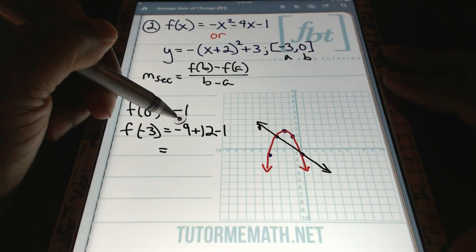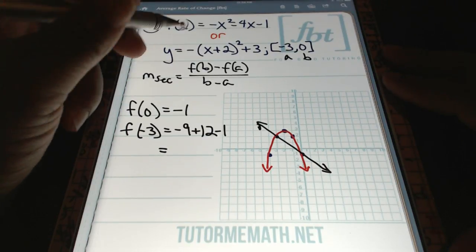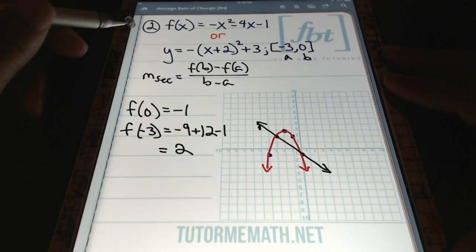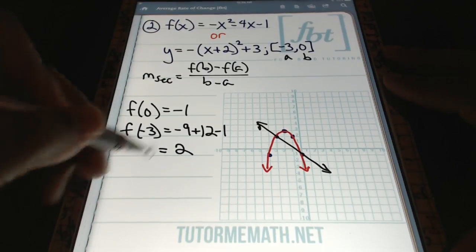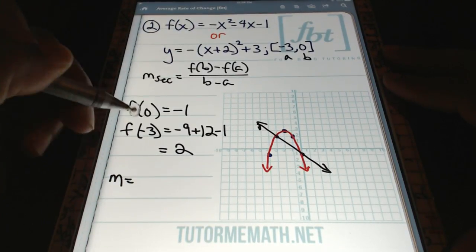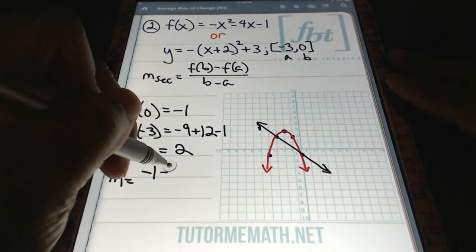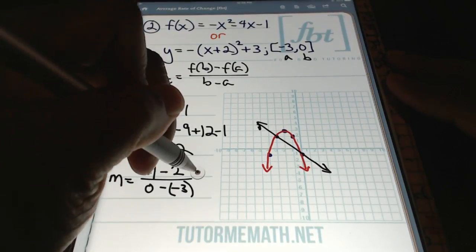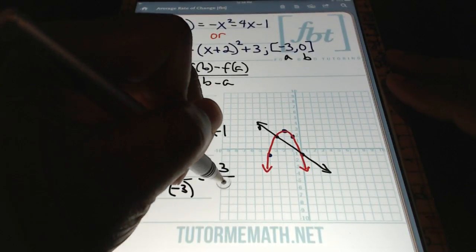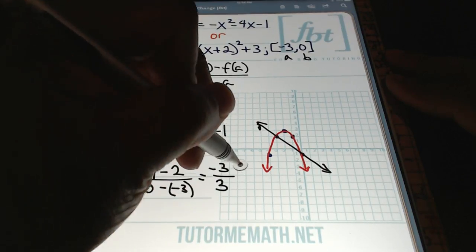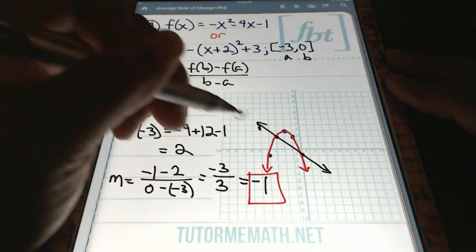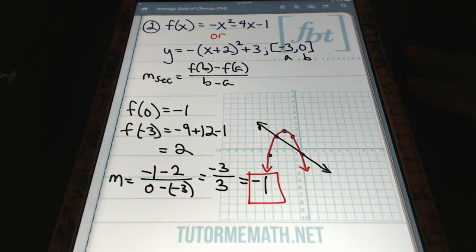We have negative 9 plus 12 gives you 3, and then 3 minus 1 gives you 2. So here are our values for f of b and f of a. Plugging this into the average rate of change formula, we'll say that our m value is equivalent to negative 1 minus 2 divided by 0 minus negative 3. So this gives you negative 3 divided by positive 3. So our result here is going to be negative 1. We have a slope of negative 1. In other words, our average rate of change is negative 1.